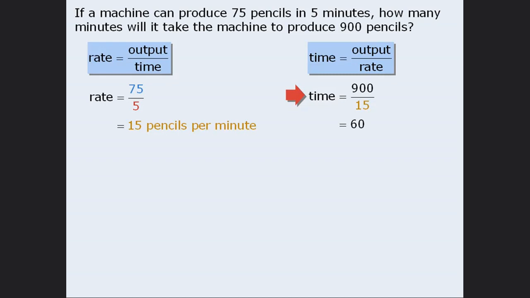But what are the appropriate units of time here? Well, since the rate is measured in pencils per minute, the resulting time will be measured in minutes. So the machine can produce 900 pencils in 60 minutes. Now please note that many work problems are easily solved using ratios as well.